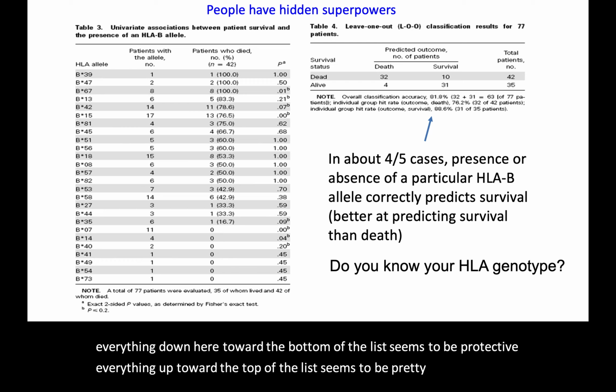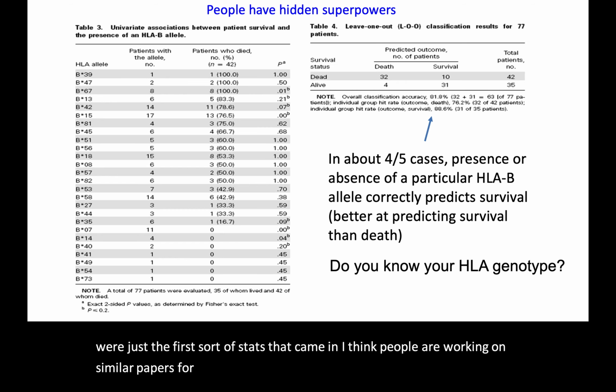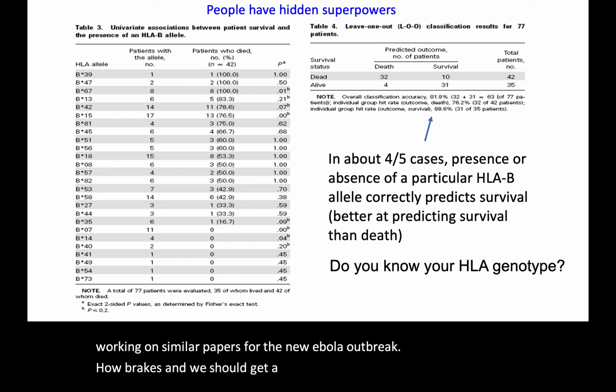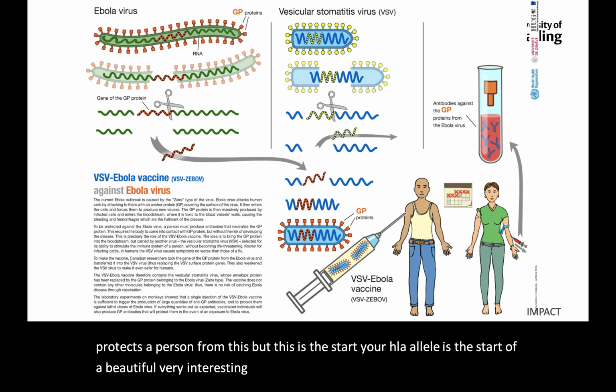And these were just the first sort of stats that came in. I think people are working on similar papers for the new Ebola outbreaks. And yeah, we should get a better picture of what it is that actually protects a person from this. But this is the start. Your HLA allele is the start of a beautiful, very interesting story that we're going to cover.